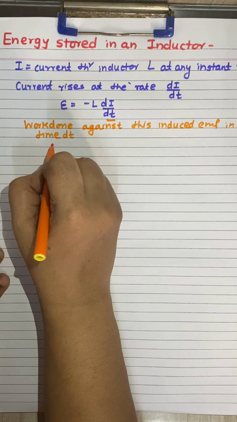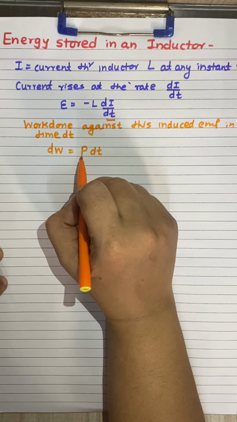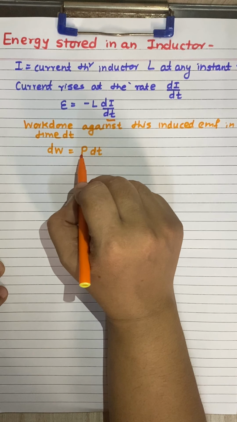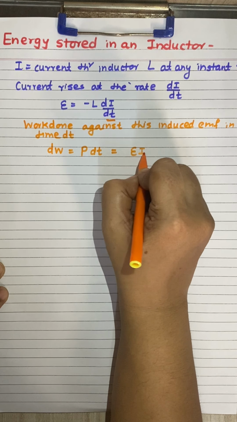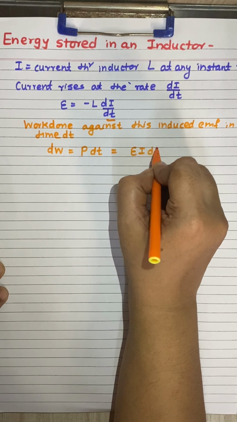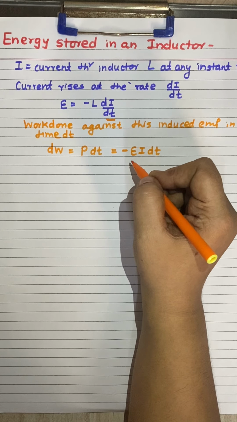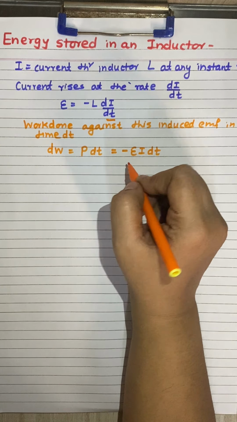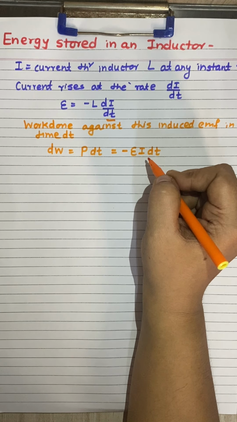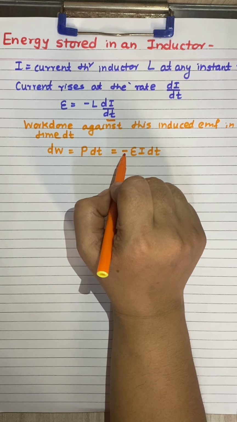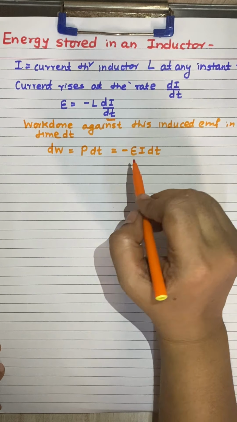We know the work done formula: dW is equal to P dt, where P is the power. So dW is equal to P dt, and P is E into I, so E I dt, with a minus sign. Why are we taking the minus sign? Because the source has to expend the energy in building up the current through the inductor against the induced EMF. Therefore the work is done against the induced EMF, so it is a minus sign. So minus E I dt.